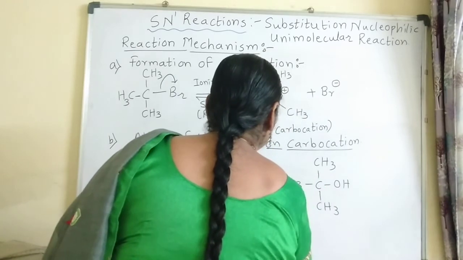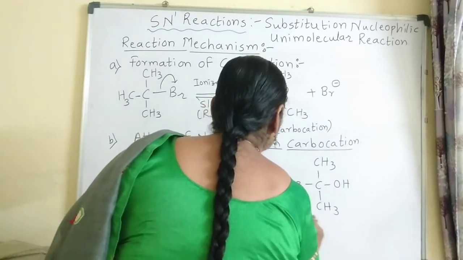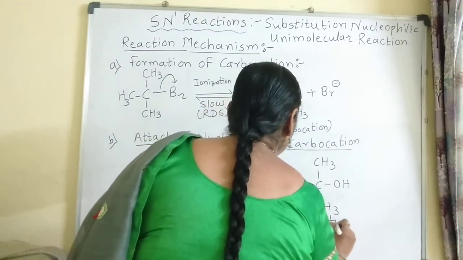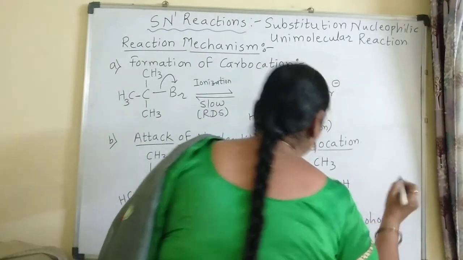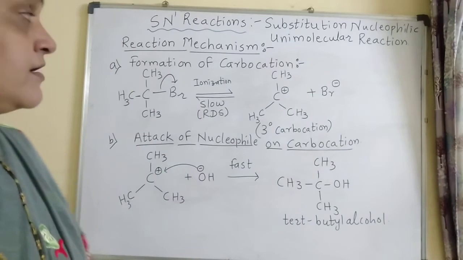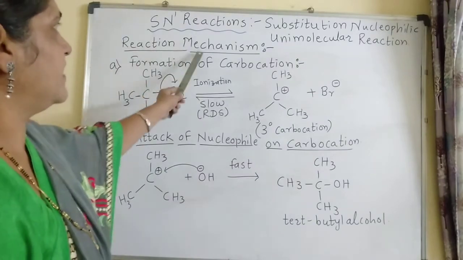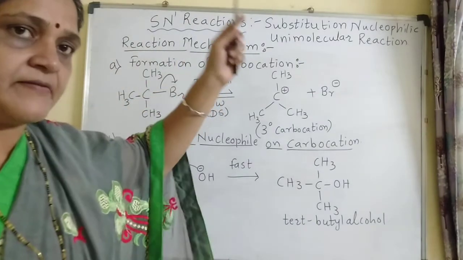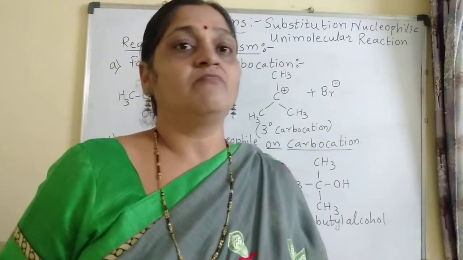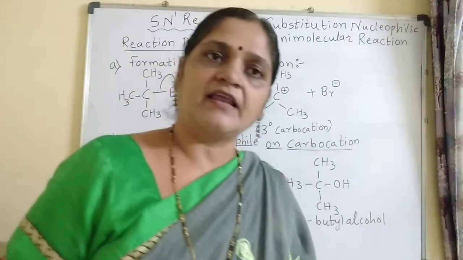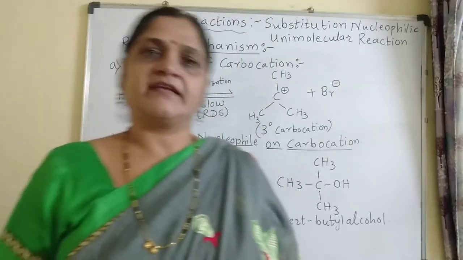So you will get the final product, that is tertiary butyl alcohol. This way there are two steps involved in the mechanism of SN1 reaction. Now we will discuss the reactivity of different alkyl halides towards SN1 reaction.